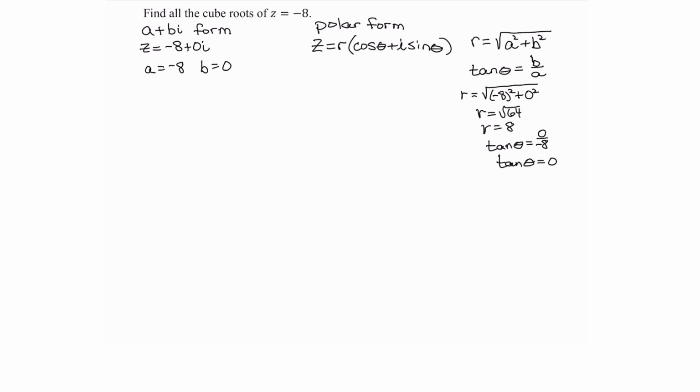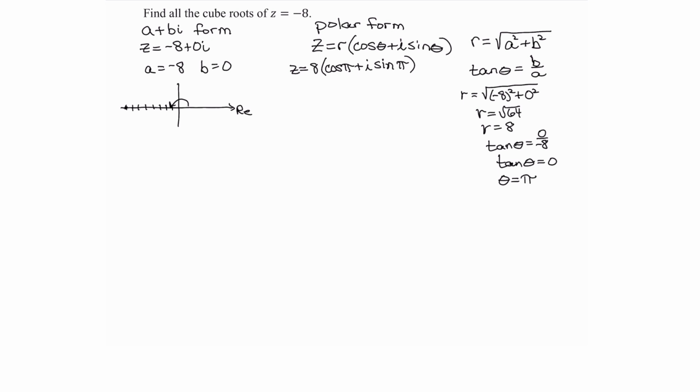But remember, we have to have it be the angle that would land in the same place as the original complex number. And z equal negative 8 is on the negative real axis from the origin. So we need to think about where that would be placed in the complex plane. So we would have it at negative 8 and then 0 up or down. And so our angle for theta needs to be 180 degrees or pi. So now our polar form is r equal 8 times the cosine of pi plus i sine pi.